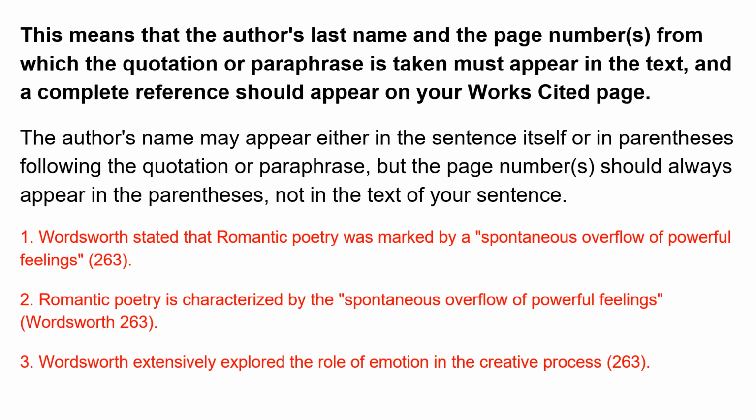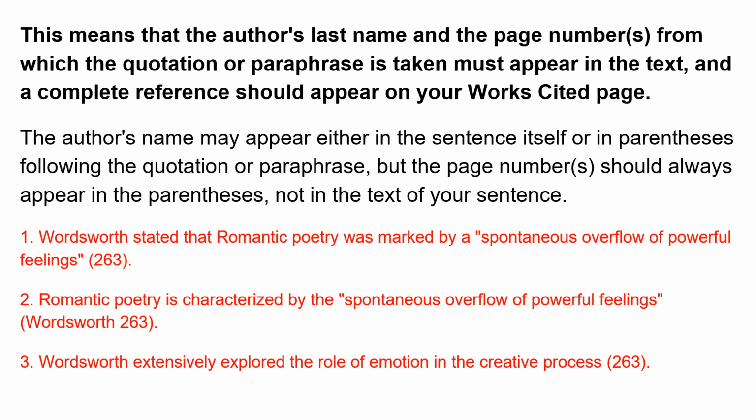There are 3 examples below. Number 1, Wordsworth stated that romantic poetry was marked by a spontaneous overflow of powerful feelings. You'll see Wordsworth, the author's name, is included in the signal phrase. At the end of the sentence, you see in parentheses the page number. That's one option. The example number 2, romantic poetry is characterized by the spontaneous overflow of powerful feelings. Wordsworth is not in the sentence in a signal phrase, so therefore we put it in parentheses at the end of the sentence with the page number.